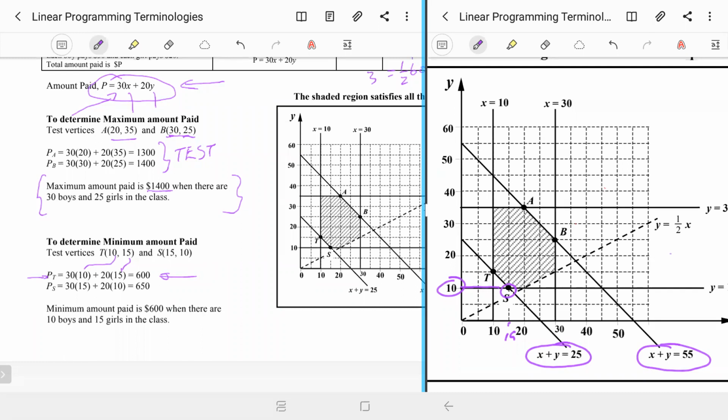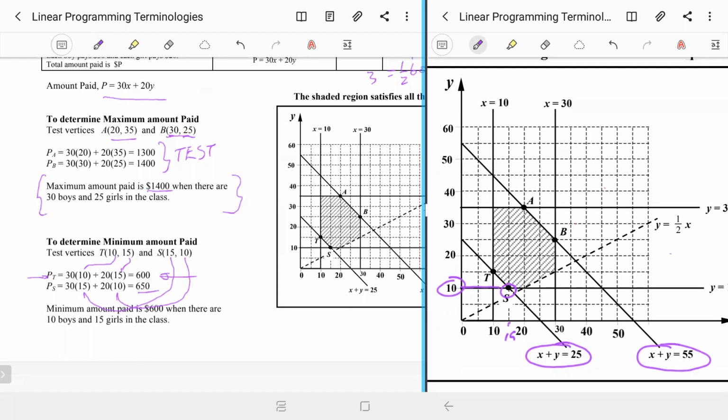But if you operate at S, you have 15 boys and 10 girls. Put them again in this formula right here. That formula tells you the amount paid. So you put the number of boys and girls in that formula, and that tells you that they're going to get 650 at S.